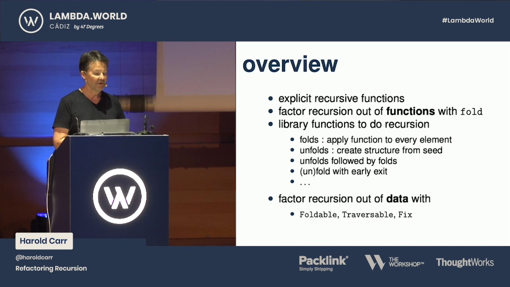So for today, we're going to look at some explicit recursion, what we generally write in the first one or two chapters of a functional programming book. Then we're going to show how to factor the recursion out using a fold, and then a whole library of functions for folds, unfolds, folds followed by folds, etc. And then at the very end, I'm going to talk about also factoring recursion out of data.